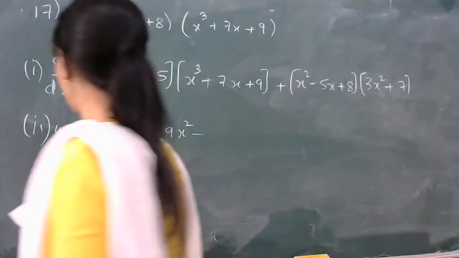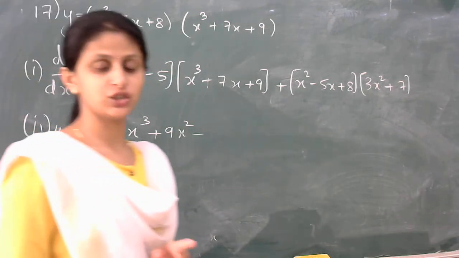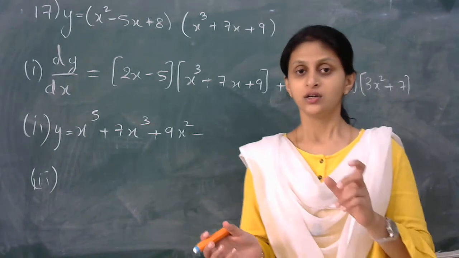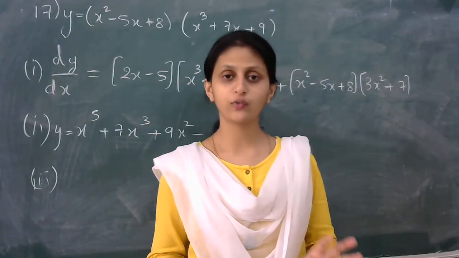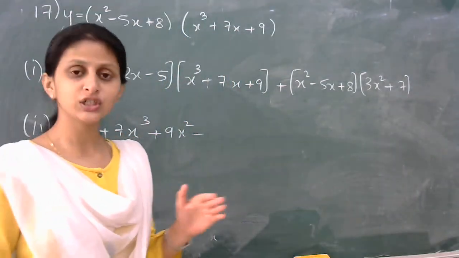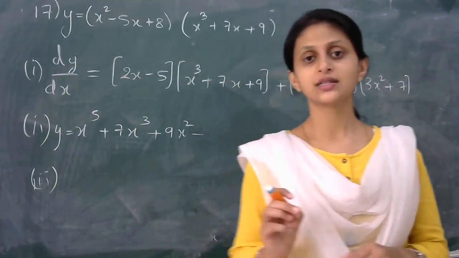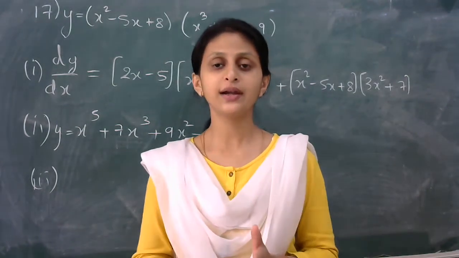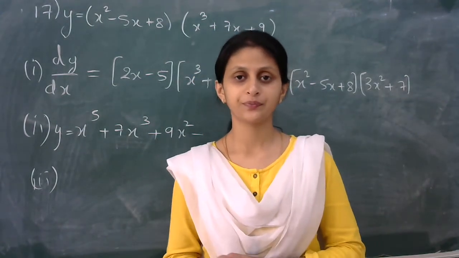Lastly, you have to find dy by dx by using logarithmic differentiation. Means what? Take log on both sides and then find the dy by dx and simplify it. And please, this is for your homework, students. Please check. You can verify that answers from all these 3 methods will be same. So you use any of the methods, whichever you want. Dy by dx means differentiation will not vary. It will be same.